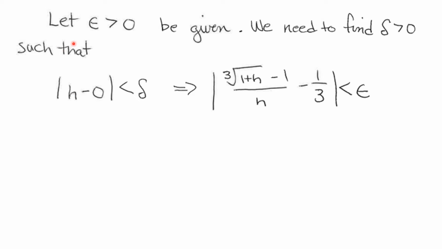Okay, so now we need to proceed with the epsilon delta proof, once we figured out what L was. So let epsilon greater than 0 be given. We need to find a delta greater than 0 such that when the absolute value of h minus 0 is less than delta, this implies that this difference, this is our expression minus L, is less than epsilon.